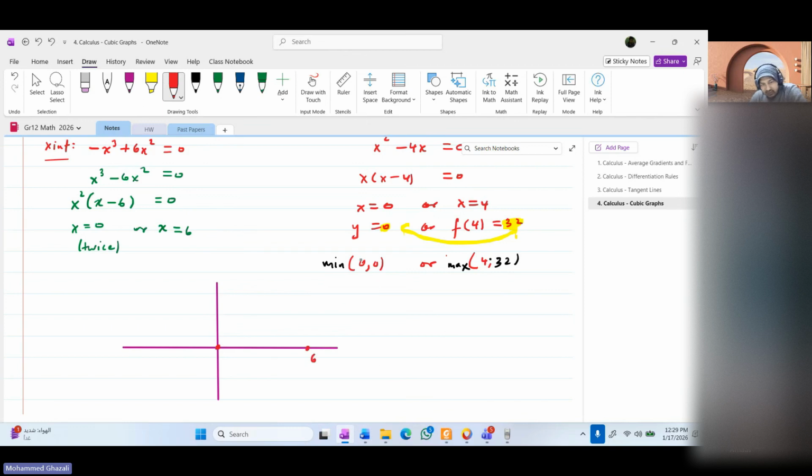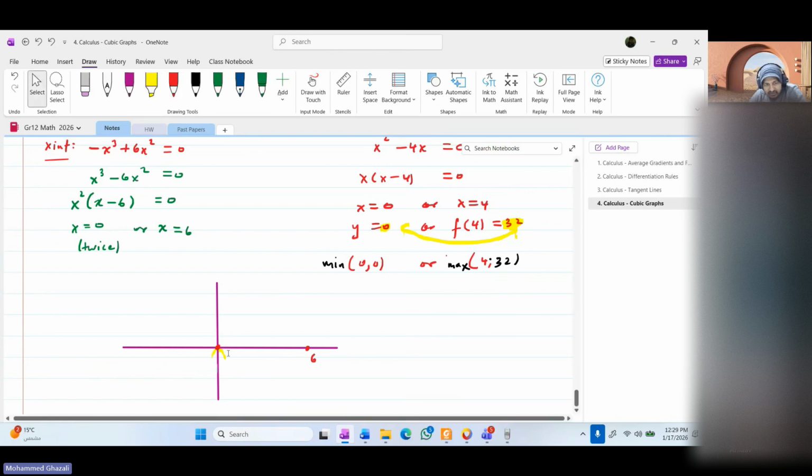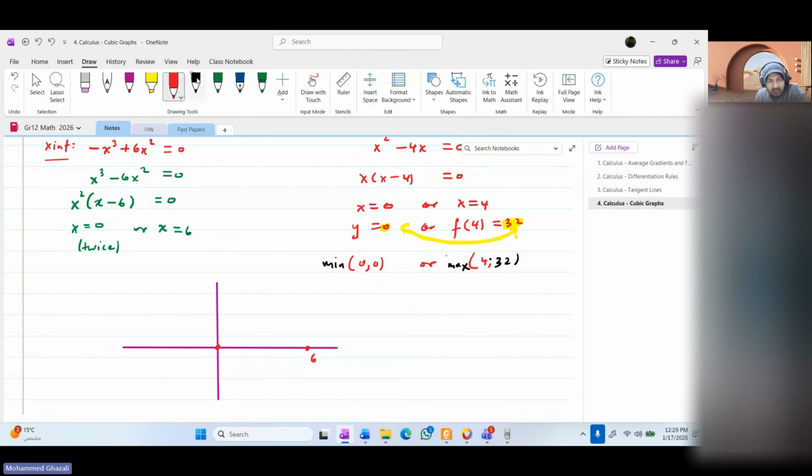What's happening at 0, 0? 0, 0 is a minimum, so the graph is going to be like this, okay? And at 6, 6 is just the x-intercept. At 4 and 32, 4 and 32 is somewhere around here. Sorry, why did I put a maximum here? 0, 0 is not a maximum, it's a minimum. It's supposed to be going up, right? This is 0, 0. Minimum means up. See, minimum means up, maximum means down.